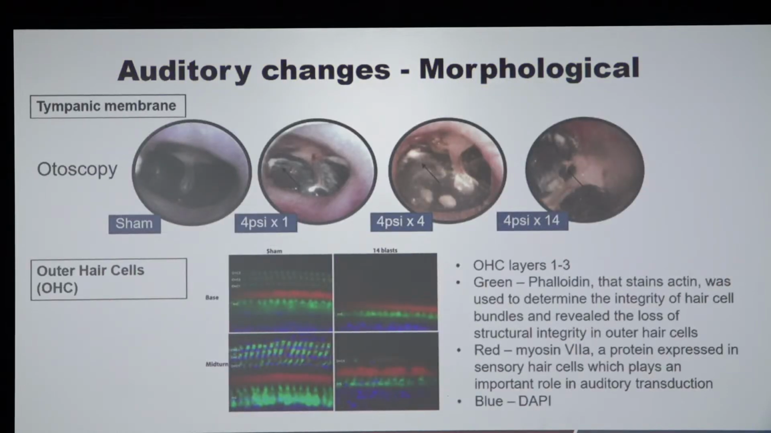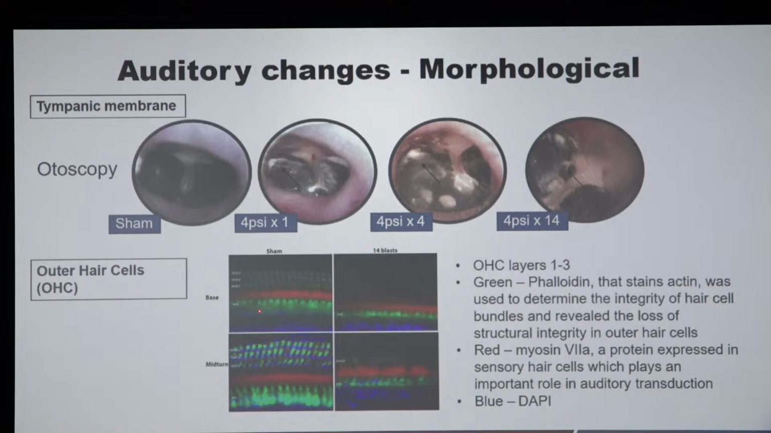So what about auditory? These are the otoscope pictures, the same clinical assessments. You can see a nice healthy sham. There's no real fibrosis, a clean tympanic membrane, so even a single psi can disrupt. And these are taken at 28 days, so you can see the fibrosis setting in. As you go higher, there's more and more fibrosis. This is just the tympanic membrane.